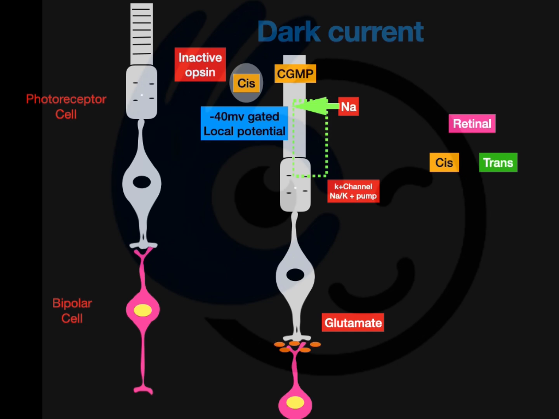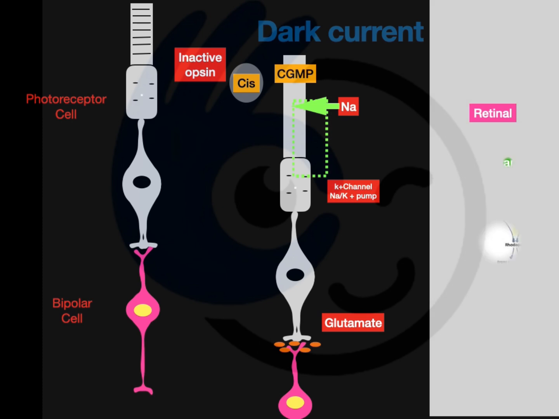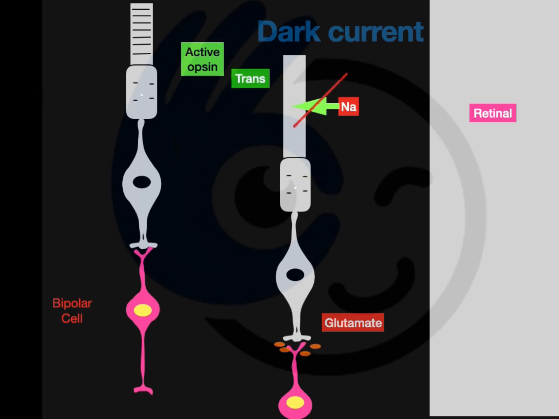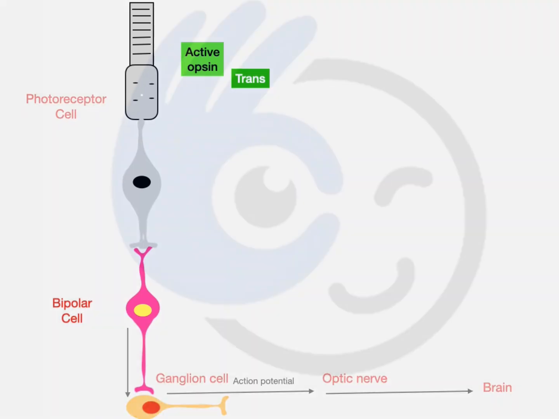Now, light enters the eye, where the cis retinal is converted into trans retinal. This trans retinal stops the cyclic GMP, so the sodium gated channel will be closed, the influx of sodium will be stopped, and also the release of the neurotransmitter glutamate will be stopped.